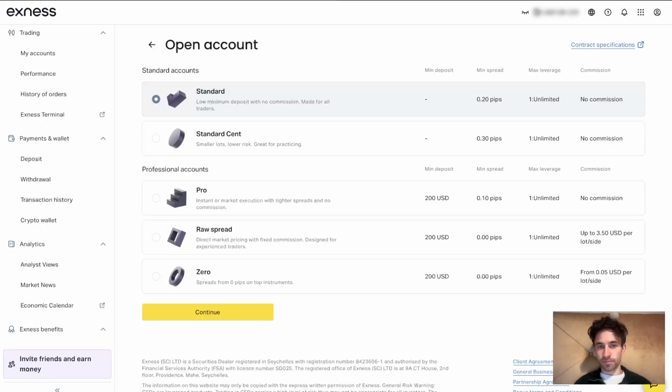And there is no commission. So they don't take a flat fee. Exness don't take a flat fee. And the way that they make money off the standard account is they just take a small percentage of each trade you make. That's the easiest way to describe it.